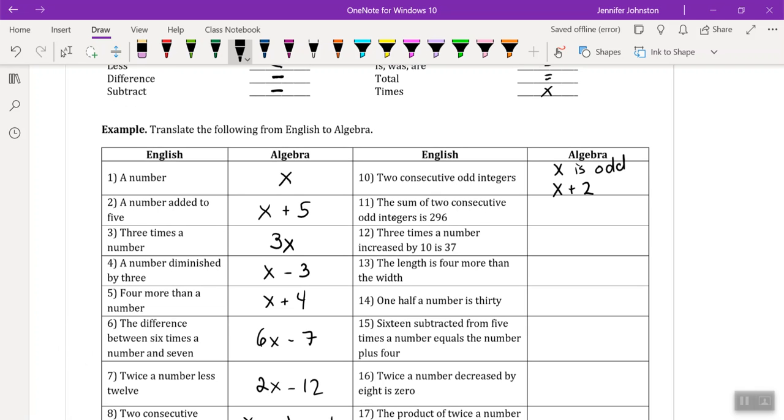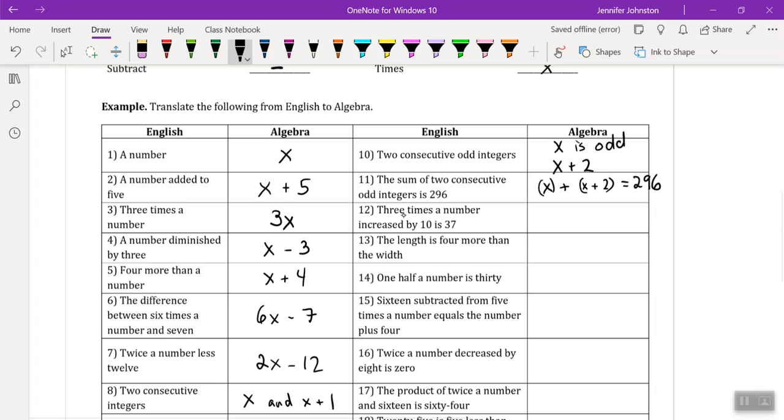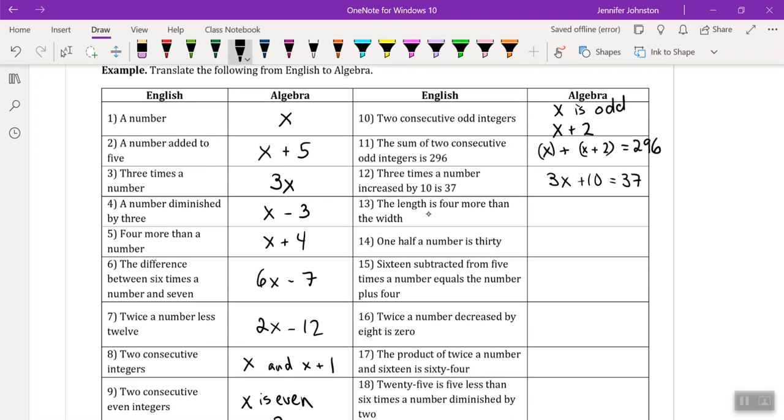The sum of 2 consecutive odd integers is 296. Okay, so if x is odd again, we'd have the sum. Here's 1. There's your first odd plus your second odd is 296. 3 times a number increased by 10 is 37. So 3 times a number increased by 10 is 37. Again, you can pause it at any time, try them out. The length is 4 more than the width. So the length is longer by 4 more.